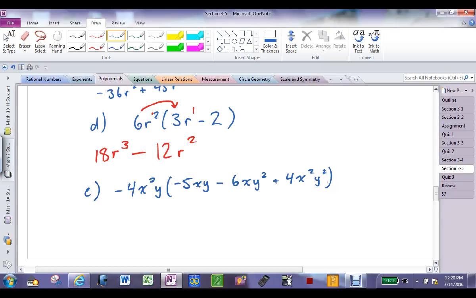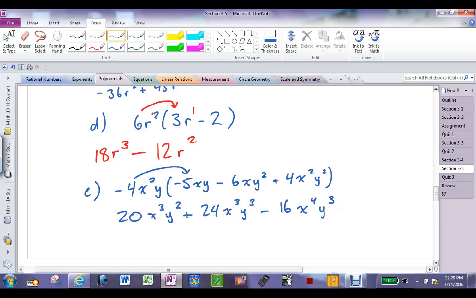Mr. Myers. Nothing changes. Of course nothing changes. Why, Riley? Because rules are rules. There's a negative out in front. So what does that do to all the signs? Change them. Numbers go with numbers. What's 4 times 5? 20 x cubed y squared plus 24 x cubed y cubed minus 16. Yep.